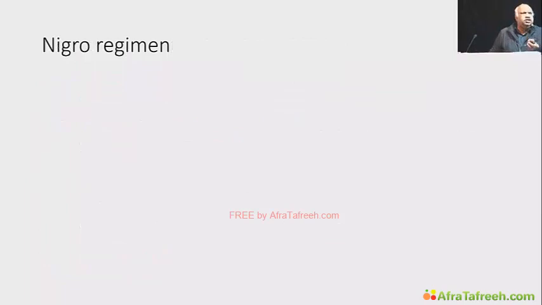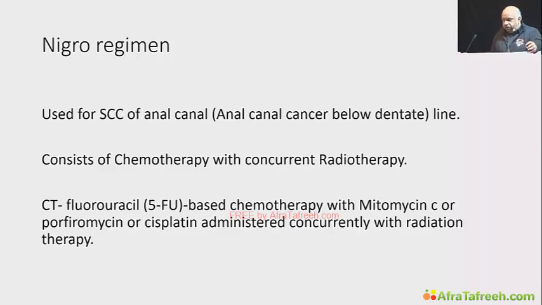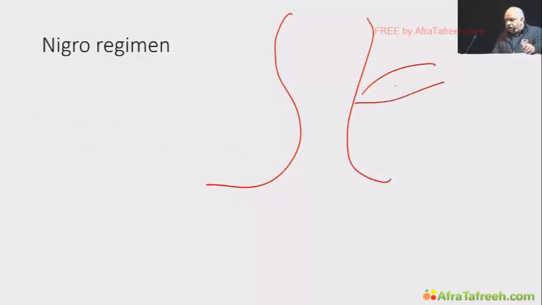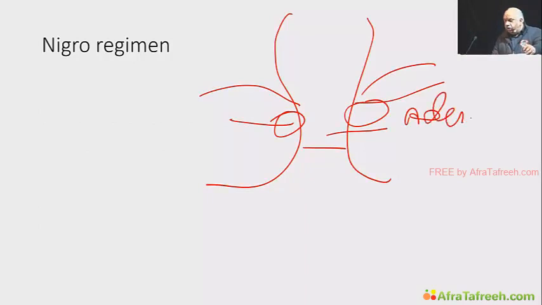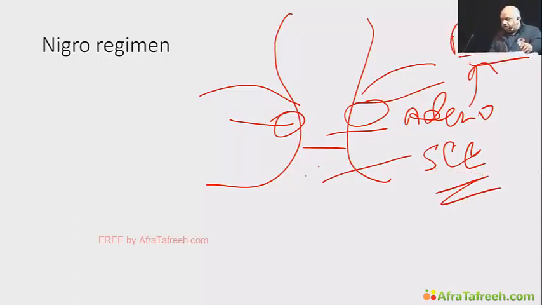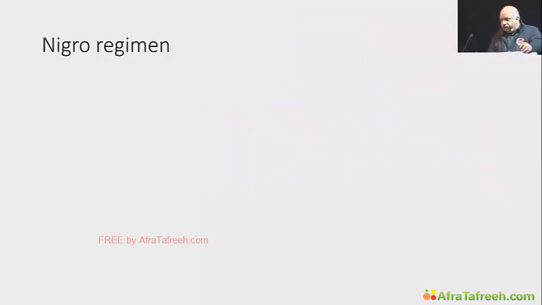This already is an MCQ. I think there are 5 MCQs in the last 20 years on the Nigro regime. Nigro regime is like this: this is the anal canal, the levator ani, puborectalis, the dentate line. Above the dentate line, we will have adenocarcinoma. Below the dentate line, squamous cell cancer. Adenocarcinoma is treated by APR, just like rectal cancer. Squamous cell cancer is treated by the Nigro regime.